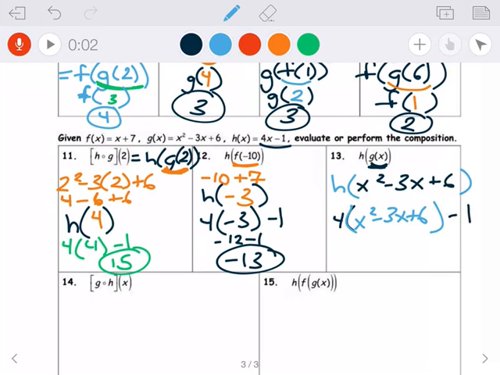So I'm going to go ahead and distribute the 4 to get 4x squared minus 12x plus 24. Drop down the minus 1. Combine like terms. Whoops, I forgot the squared. 4x squared minus 12x. 24 minus 1 would become 23.